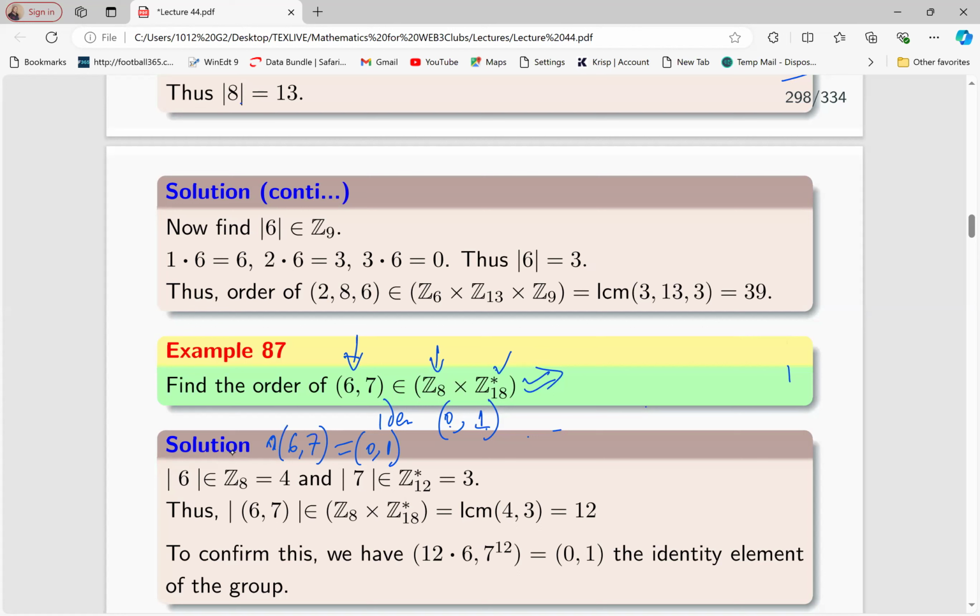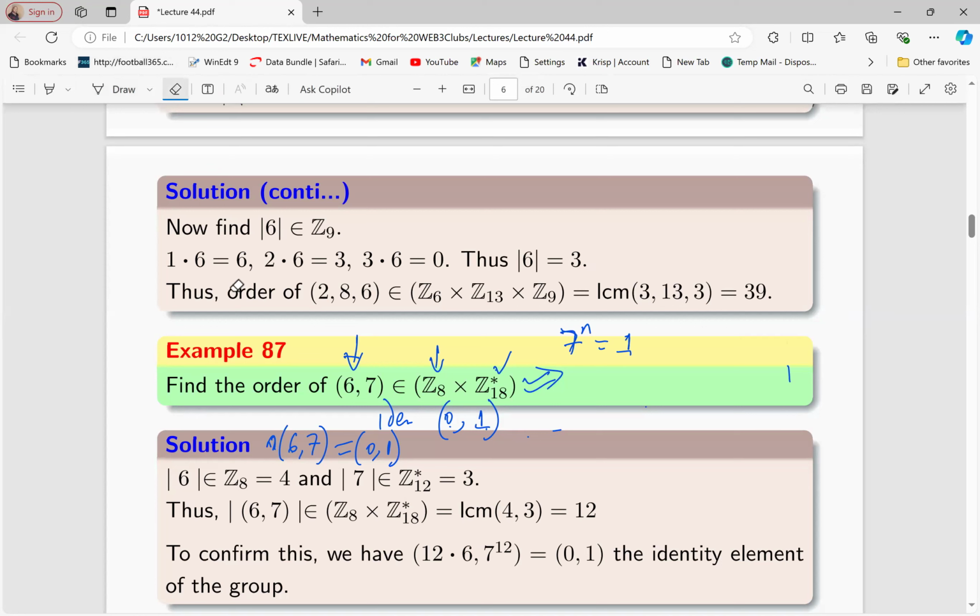So the question is, what is that n? That n multiplied by 6. When you add the 6 to itself n times, you get 0. What is that n? And what is that n such that 7 raised to n gives you 1? That is what you're looking for, and that n therefore becomes the order.